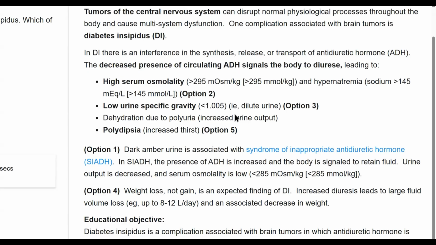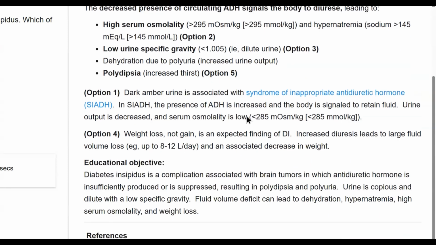So correct options are option 2, option 3, and option 5. Option 1, dark amber urine, is associated with SIADH, that is the syndrome of inappropriate antidiuretic hormone. So what happens in this? In SIADH, the presence of ADH is increased and the body is signaled to retain fluid. So urine output is decreased, and serum osmolality is low. And option 4, there is weight loss, not weight gain, expected in DI. So increased diuresis can lead to large fluid volume loss, and that can lead to a decrease in weight.